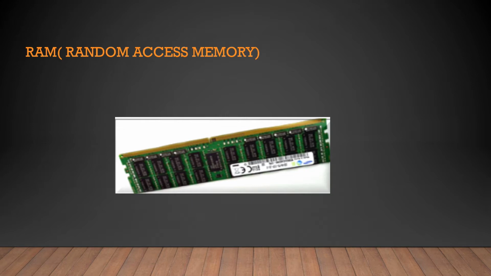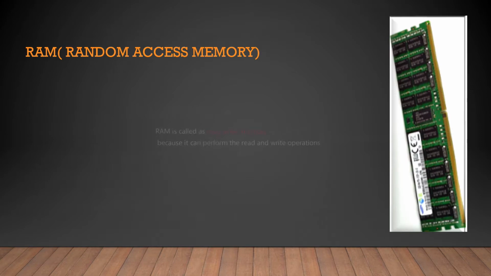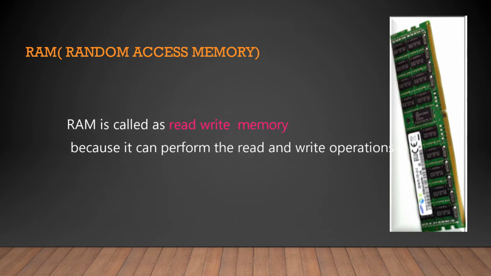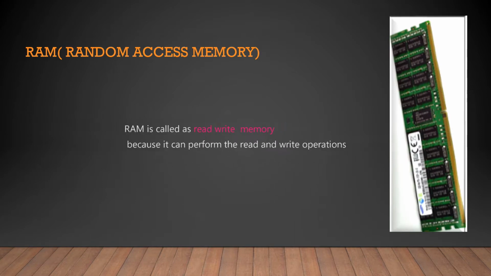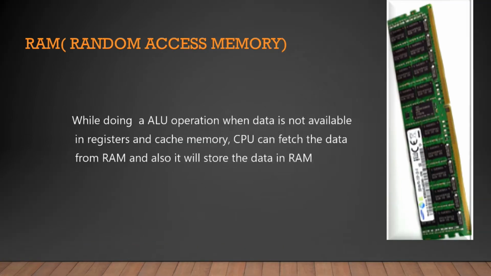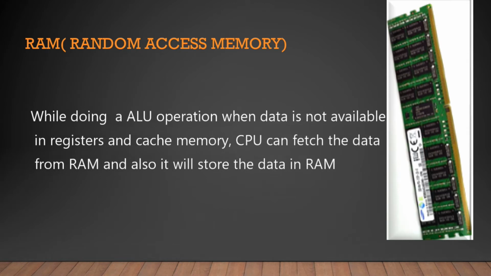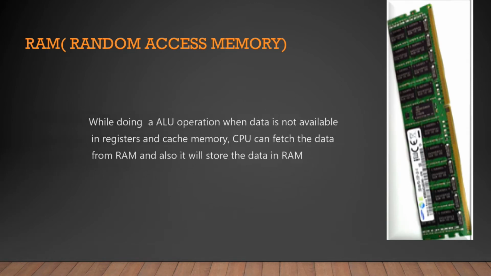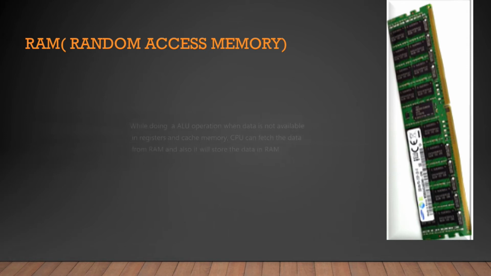RAM stands for random access memory. RAM is called read-write memory because it can perform read and write operations while doing an ALU operation. When data is not available in registers and cache memory, the CPU can fetch the data from RAM, and it will also store the data in RAM.